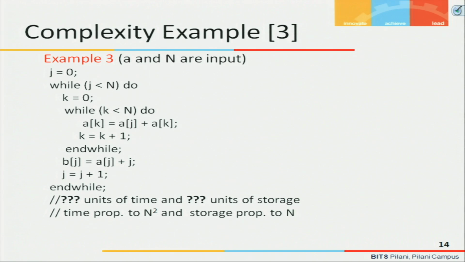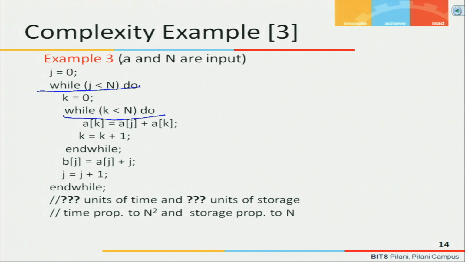Let us look at a little more complicated example, in which, instead of a single loop, we have two nested loops. So, we have a loop here and there is a nested loop inside this loop. So, we have an example of nested loop. Let us try to analyze both time as well as the space requirement for this particular example.